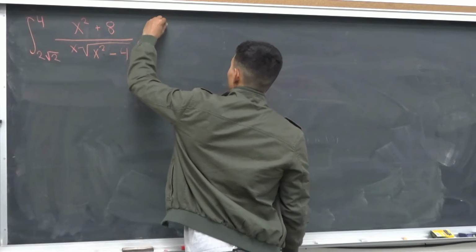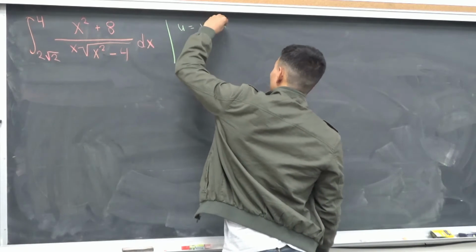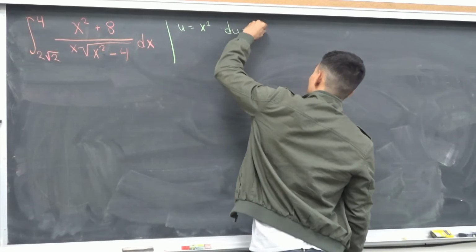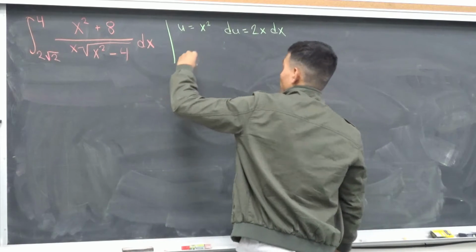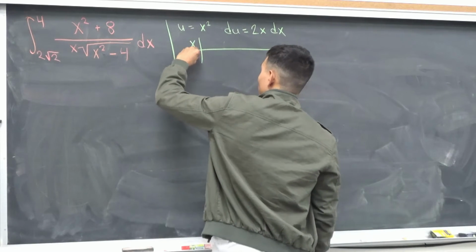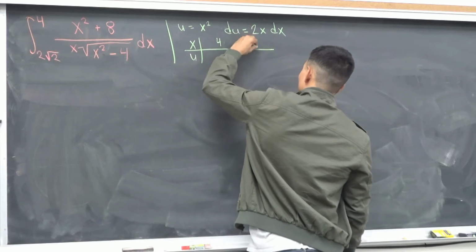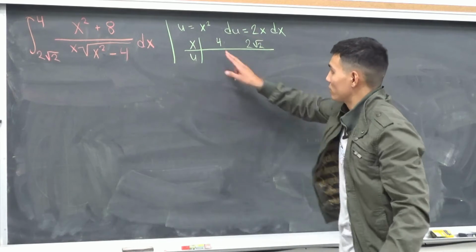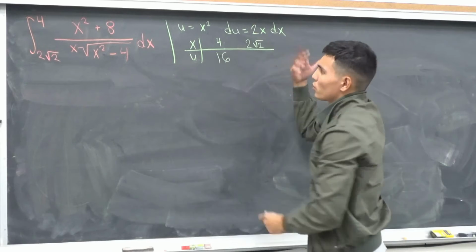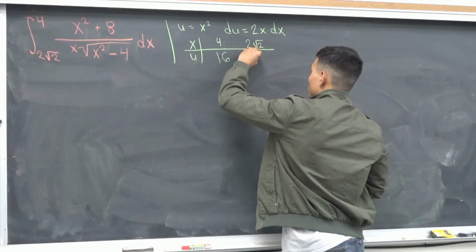Okay. So let u equal x squared, and you'd see that du is equal to 2x dx. And we also got to change our bounds. So we were originally in x, now we're going to u. So what was x? 4 and 2 square root of 2. Okay, so 4 squared is 16, and 2 root 2 squared is 4 times 2, which is 8.